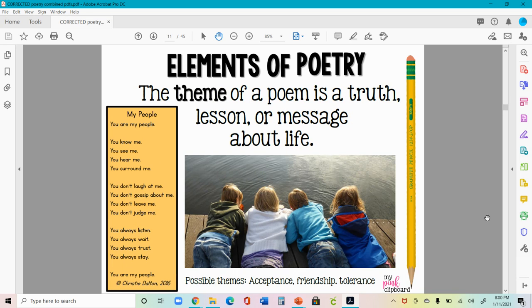A theme of a poem is the lesson or the message about life. It has to do with what is the author trying to say to me? Sometimes the theme is very obvious. Sometimes you have to infer it, read between the lines, make a guess based on the text clues and what you know in your schema. So, this poem, My People, shows us all kinds of different examples and adjectives of a certain type of theme.